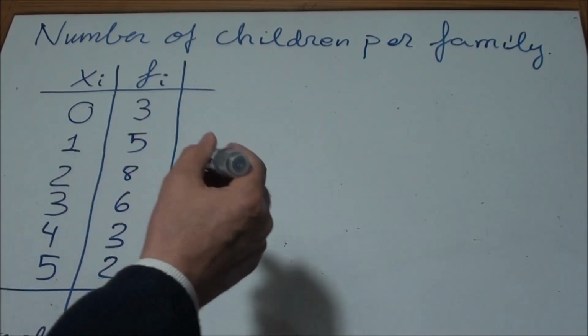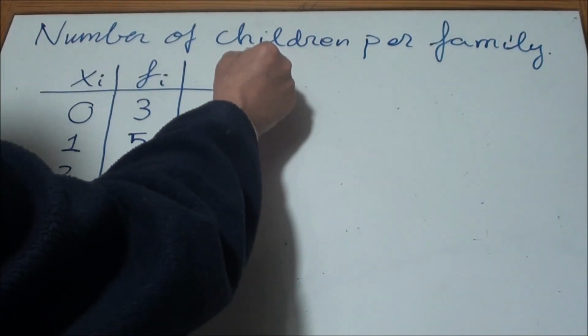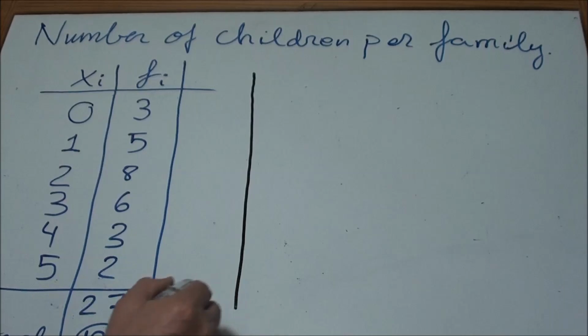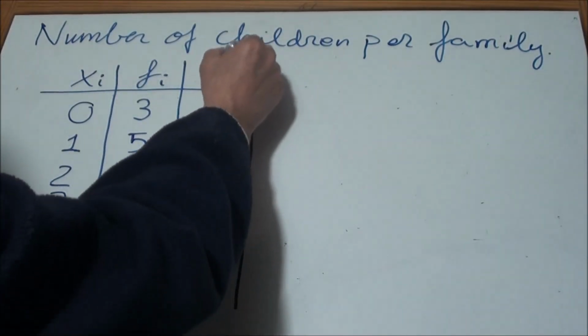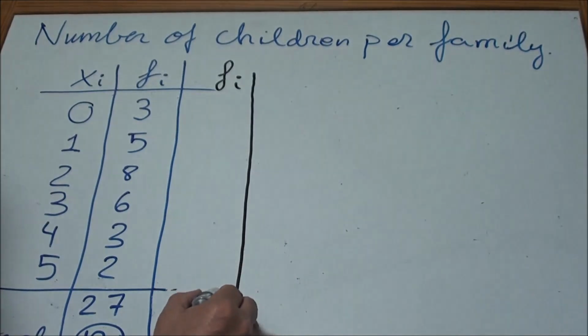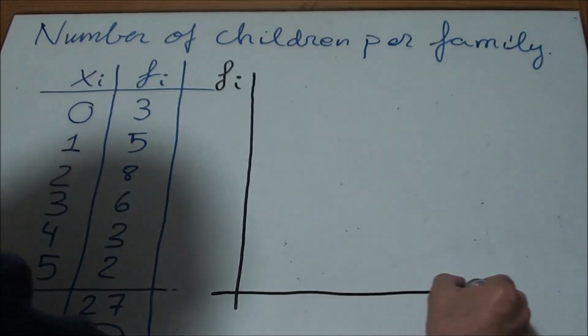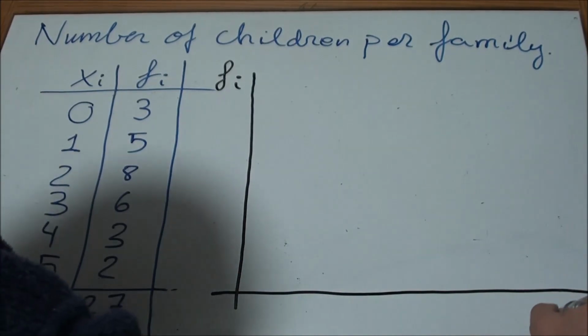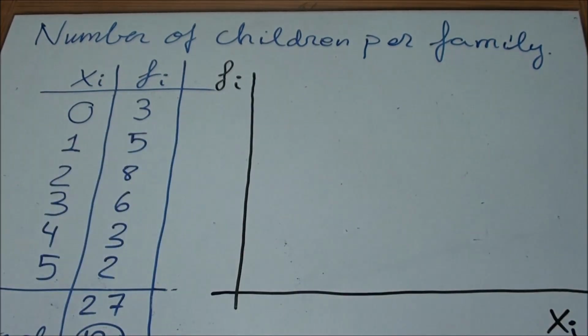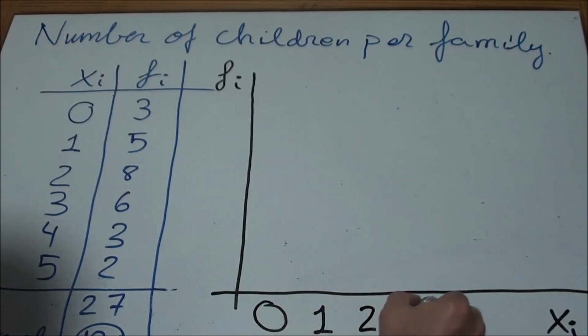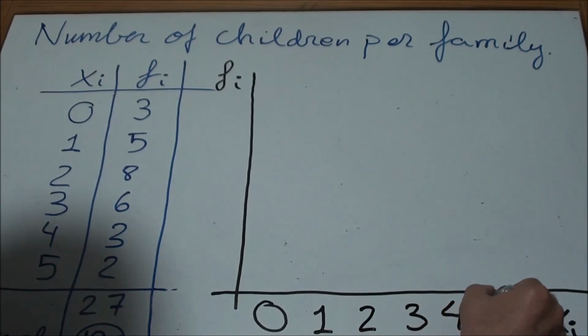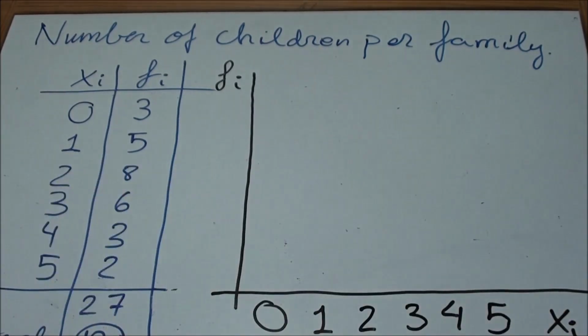So first we draw 2 axes. Here I'm going to draw the frequency Fi, and here on the horizontal axis I'm going to draw the number of children. So we start with 0 children, 1 child, 2, 3, 4, and 5.